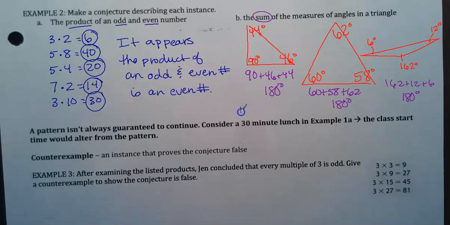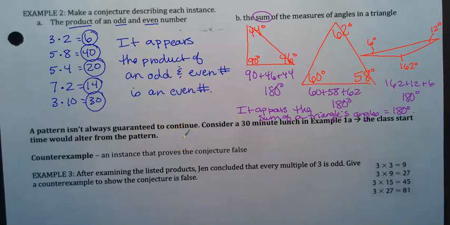It appears the sum of a triangle's angles is 180 degrees. Again, it appears to be that. It's not necessarily true. That's just what it appears to be because it's a conjecture. So a pattern isn't always guaranteed to continue, however.